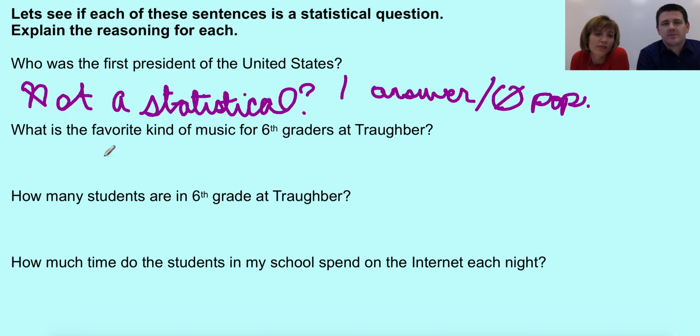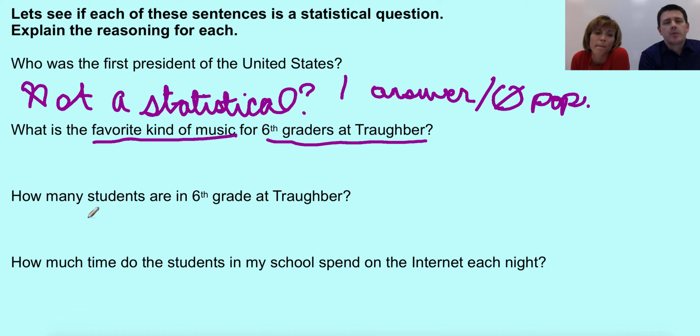All right, what is the favorite kind of music for 6th graders at Trauber? This one is actually a pretty good question. Your population is right here, 6th graders at Trauber. So the population is specific, and it has a reasonable amount of answers. What is the favorite kind of music? Has limited choices. So it is a statistical question because it meets variability and population. So make sure you've written that down as your explanation for us.